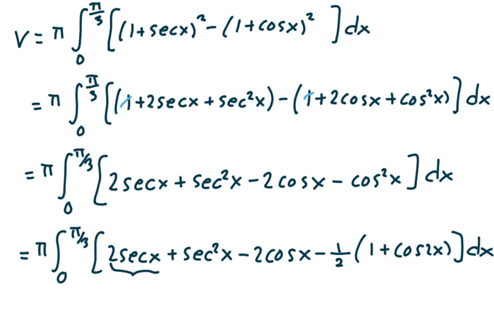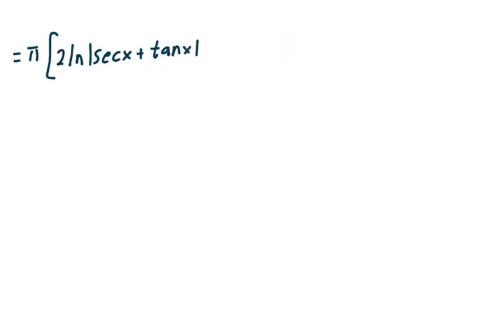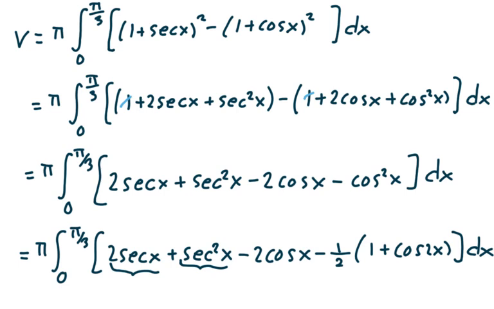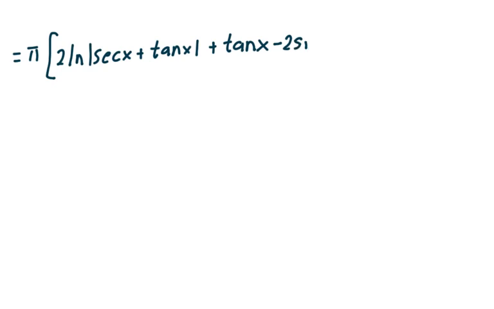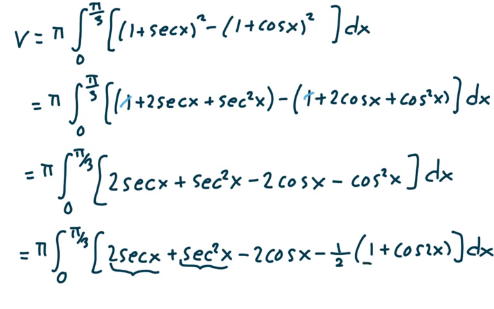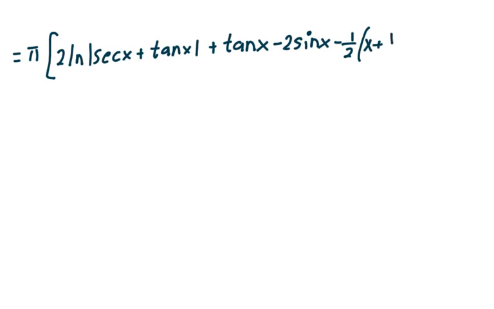Okay, we're almost done. So this is pi times 2 natural log of the absolute value of secant x plus tangent x. Okay, so that takes care of this first term. And then the antiderivative of secant squared x is tangent x. So we're going to go plus tangent x. That's the second term. Third term is minus 2 sine x, like so. I'm going to go minus 1/2 of, then I get x plus 1/2 sine 2x. And then I'm going to evaluate from 0 up to pi over 3.